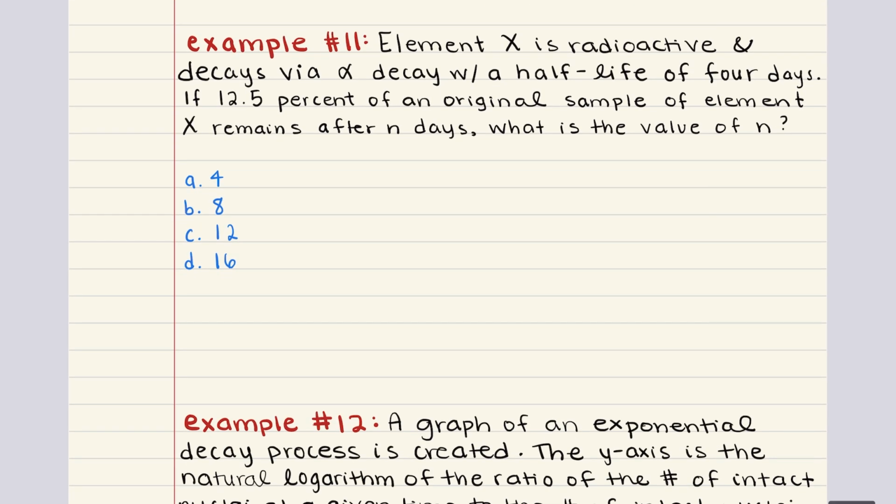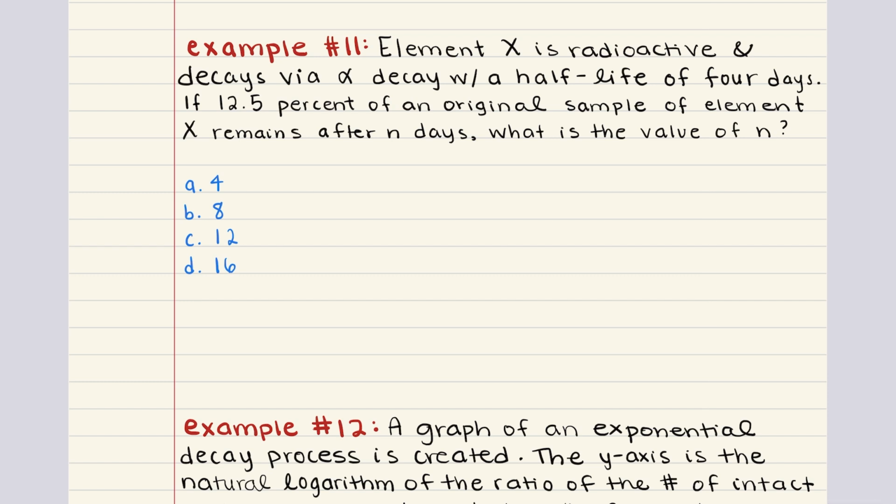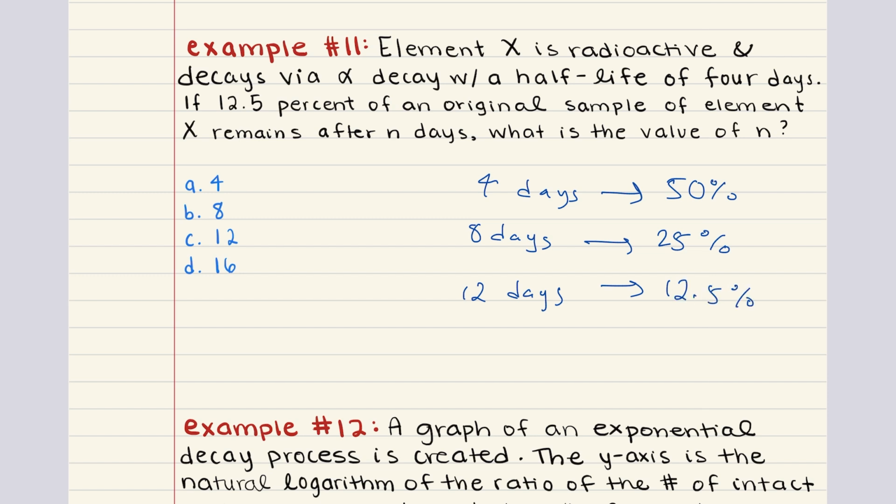Problem 11 says, element X is radioactive and decays via alpha decay with a half-life of 4 days. If 12.5% of an original sample of element X remains after n days, what is the value of n? Because the half-life of element X is 4 days, 50% of the original sample is going to remain after 4 days. After 8 days, only 25% of the original sample will remain. And then after 12 days, we're going to have 12.5% of the original sample remaining. Therefore, n is equal to 12, and the correct answer for problem 11 is C.